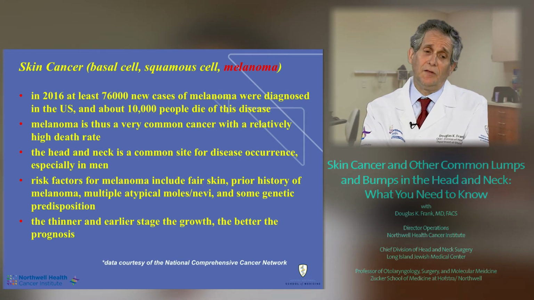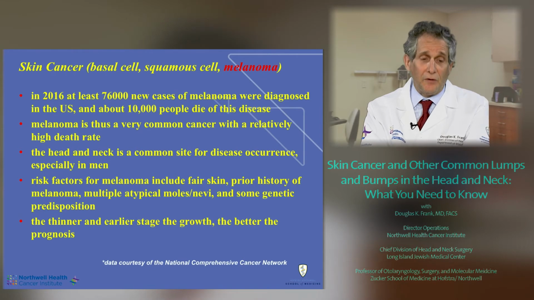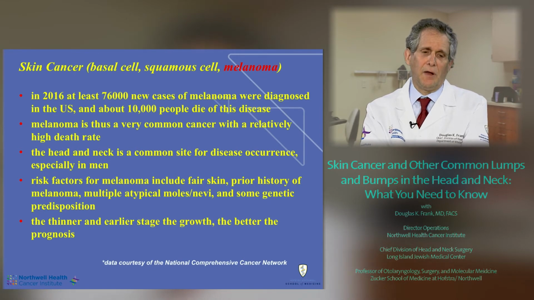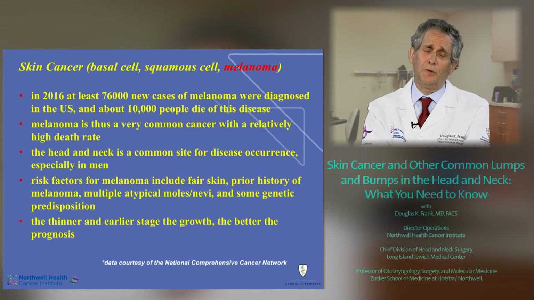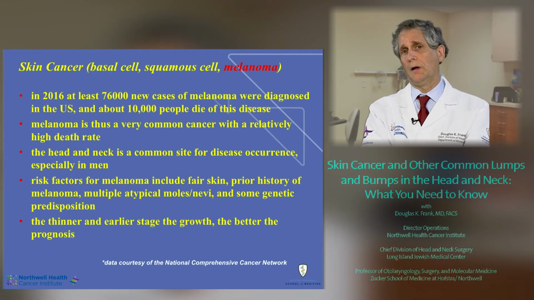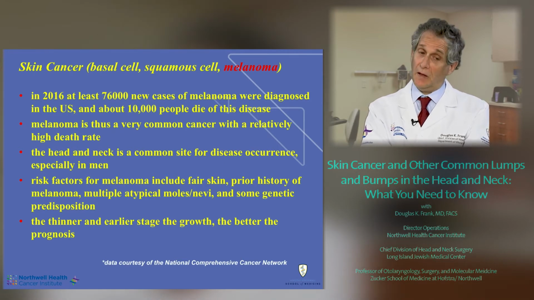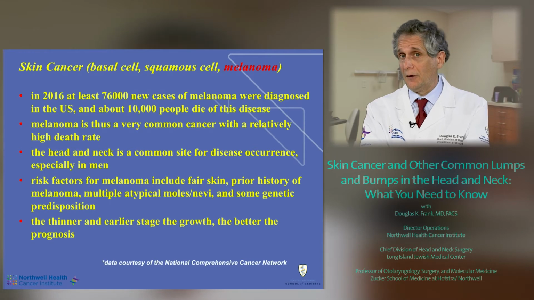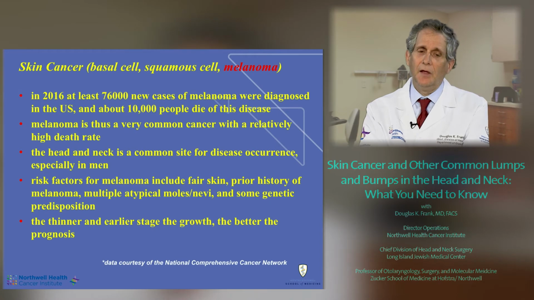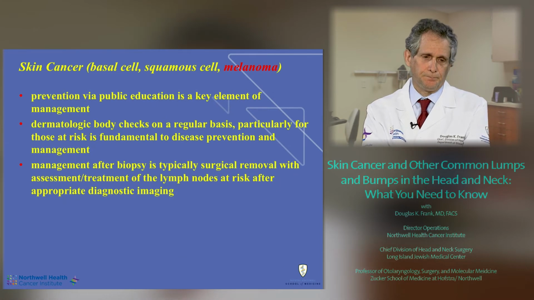The head and neck, as I stated, is a very common site of disease occurrence, especially in men. Risk factors for melanoma basically include the same things that are risk factors for basal and squamous cell cancer, and that includes fair skin, prior history of melanoma, multiple atypical moles or nevi, as well as some genetic predisposition and familial presentation. The thinner and the earlier the growth, the better the prognosis. Thus, the earlier a lesion is suspected of being melanoma and appropriately biopsied, the better the prognosis.